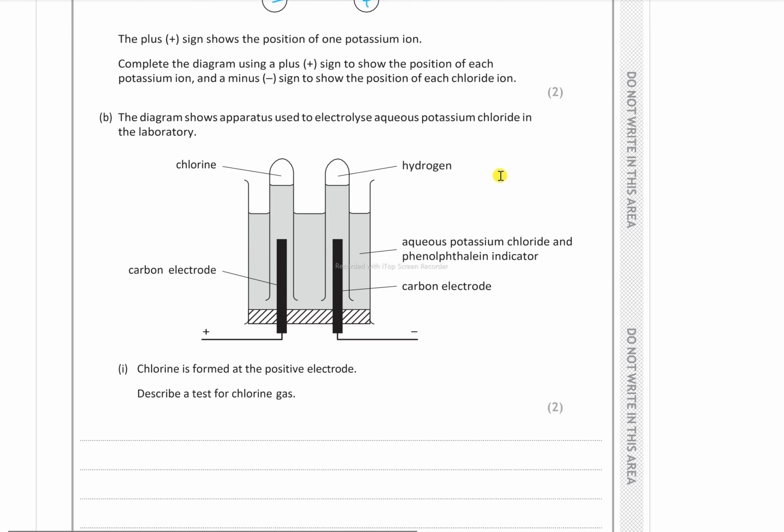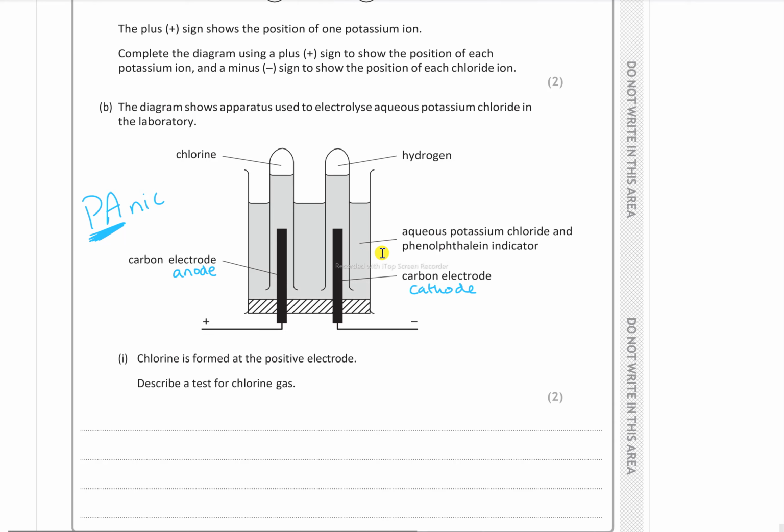Right. You're supposed to panic. So positive is anode. So that there is the anode. It's an electrode, but because it's positive, it's called anode. This one is called a cathode. Done. Right? Chlorine is formed at the positive electrode. Describe a test. Okay. Easy.